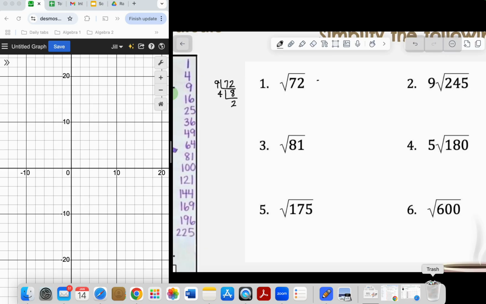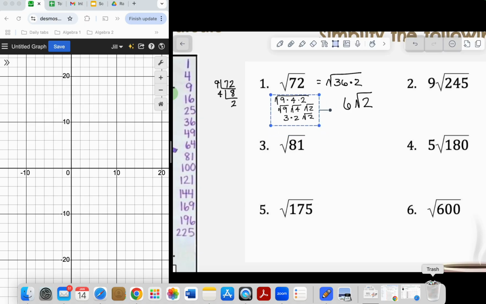So 4 goes into 8 2 times. So then I can rewrite the square root of 72 as the square root of 9 times 4, which is 36, times 2. Or if you need to write it out as 9 times 4 times 2, and then you can think of it as the square root of 9 times the square root of 4 times the square root of 2, and then that becomes 3 times 2 times the square root of 2, which is 6 root 2.